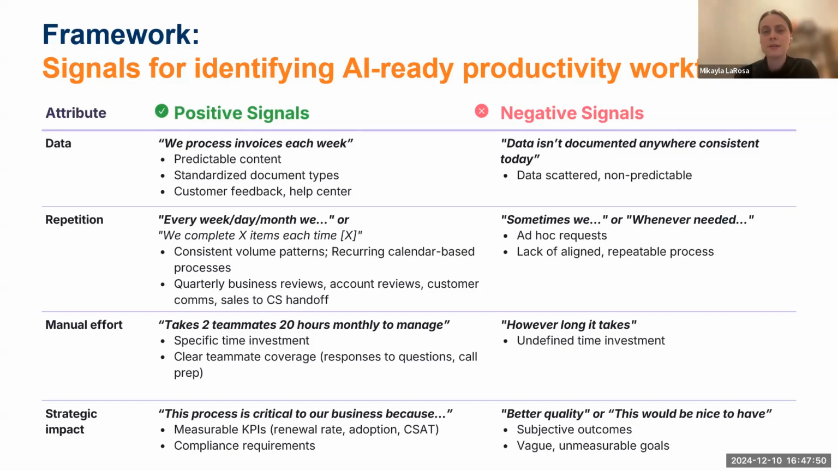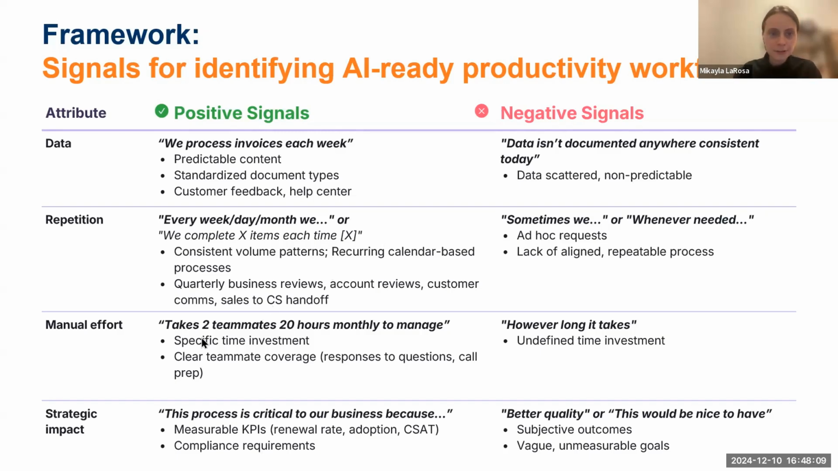A negative signal here would be, sometimes or whenever, we need ad hoc requests. So there might be, in this case, a lack of alignment on what the repeated process is. So it wouldn't be a strong fit on the repetition front.